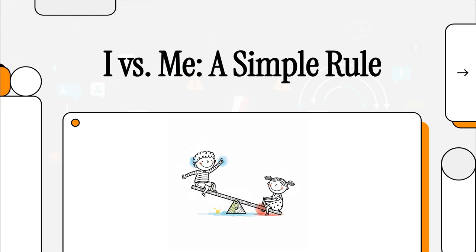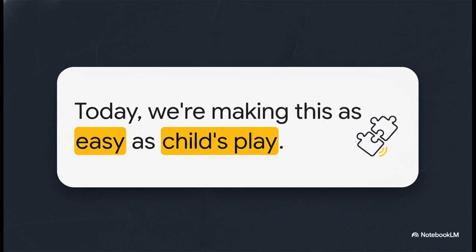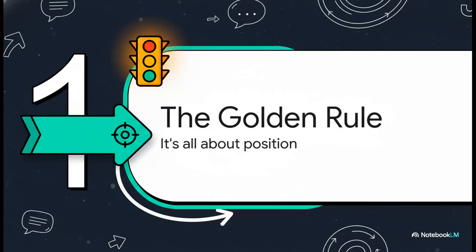So let's dive in. Let's start right there. You already know I love you. Perfect. But why does it flip to you love me? Why can't we say you love I? And what makes I love he sound so off? These are the exact questions we're going to answer right now. And seriously, I promise we're going to make this incredibly simple. By the time we're done here, you will have completely mastered it. Let's get started.